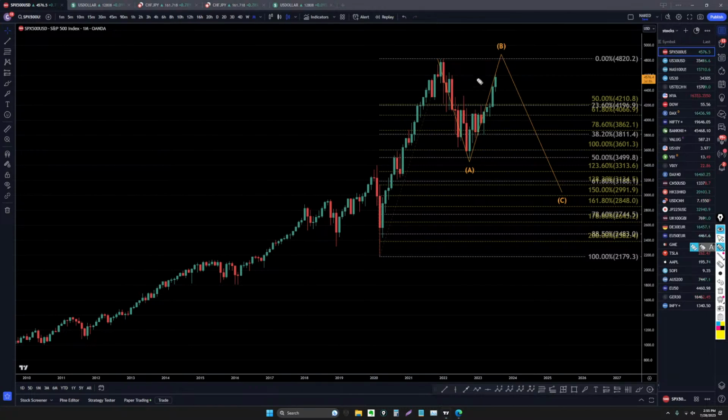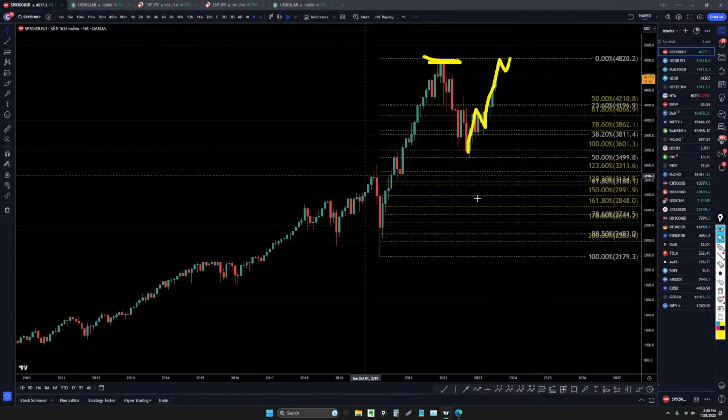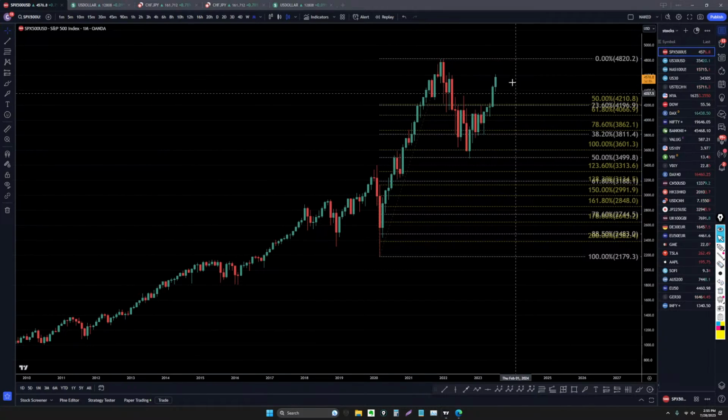I still think the stock market is going to go up and make new highs, or at least the S&P 500 is. It's probably a trend actually at this point. It might not even be a wave B, honestly. I'm going to get rid of that for now. It's probably not even a wave B. It looks like a 1, 2, 3 at this point. But I think it's going to go up and make new all-time highs.